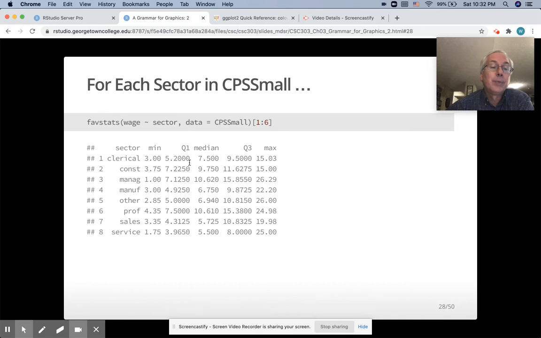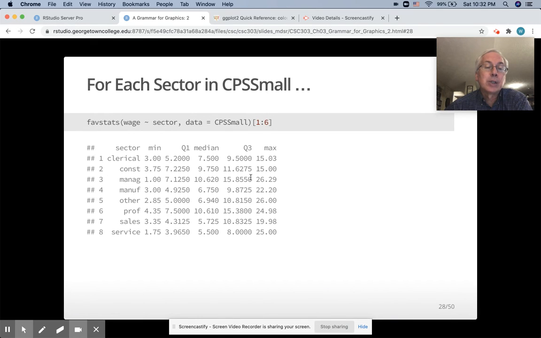And so we could calculate what we call the 5-number summary for wages by sector using the RStudio command favstats. We'll take a look at this sort of command from time to time in this course. With favstats, we give the numerical variable broken down by the categorical variable. We tell what data set it comes from.